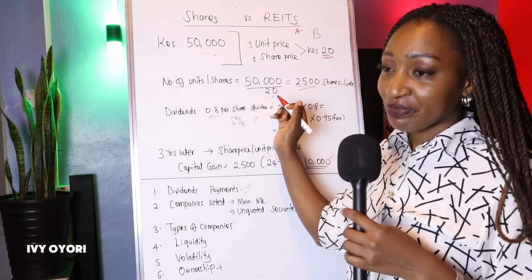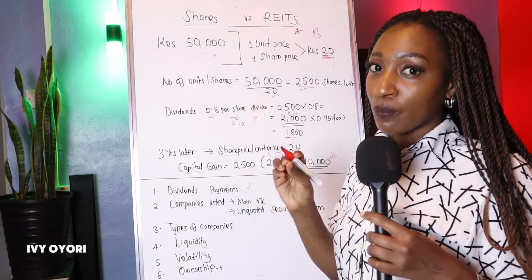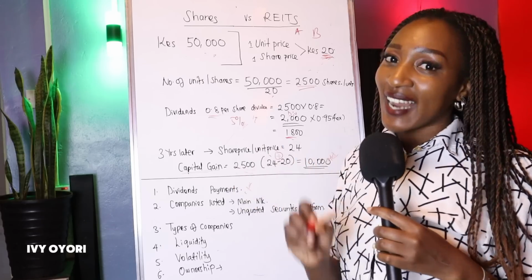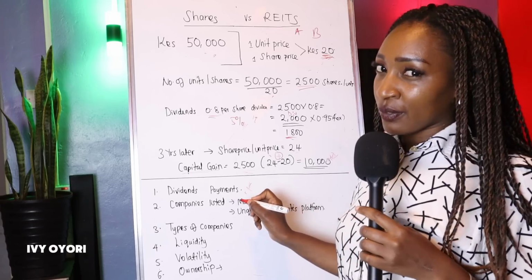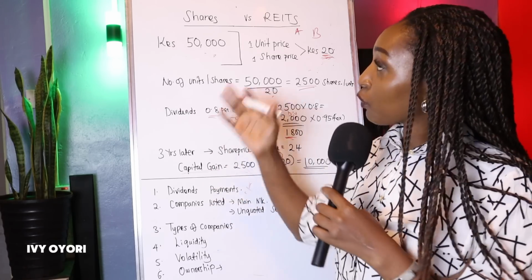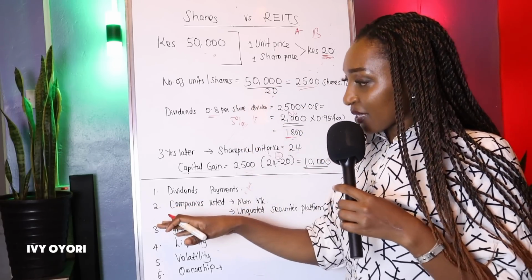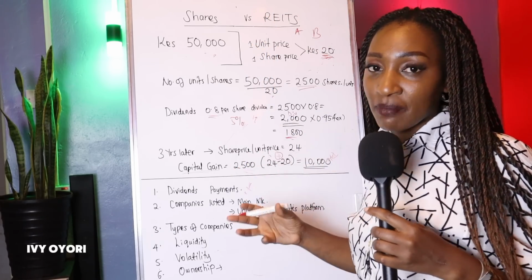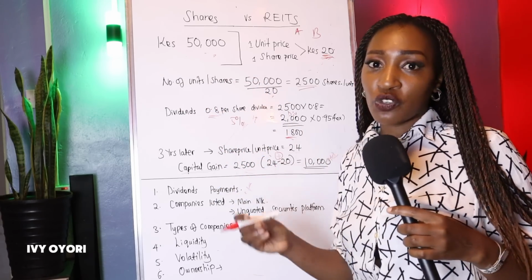But for REITs, the law mandates that all REITs in Kenya must pay more than 80%. I think it was at least 80% of the net income that they make, the net profit. So it's actually a must that you receive dividends from your REITs company, from your REITs shares, from your REITs units. It's a must. In that sense, dividends in REITs are regular. You must make something every single year. But for shares, it's not a must. It depends on the company and how they're planning to structure their profits.